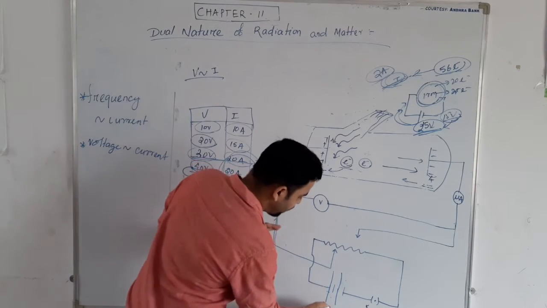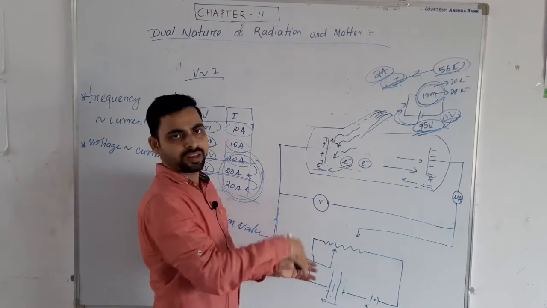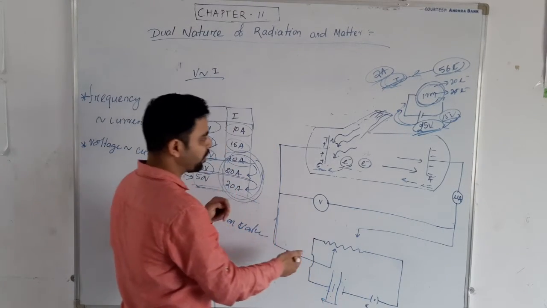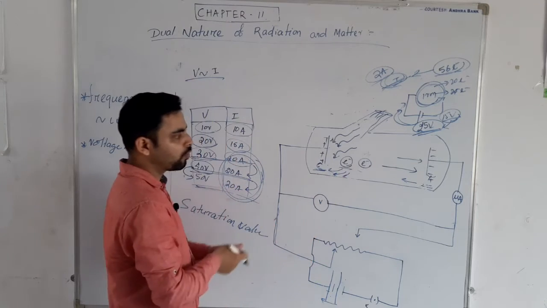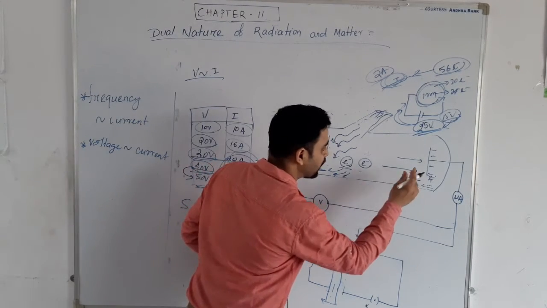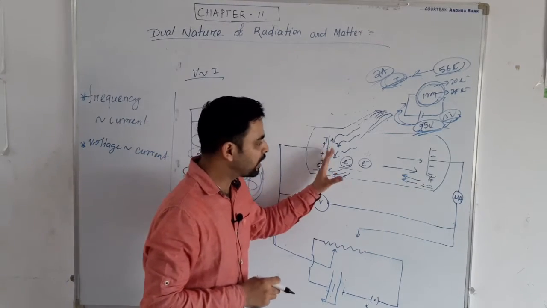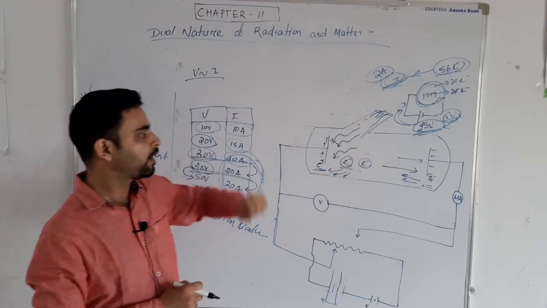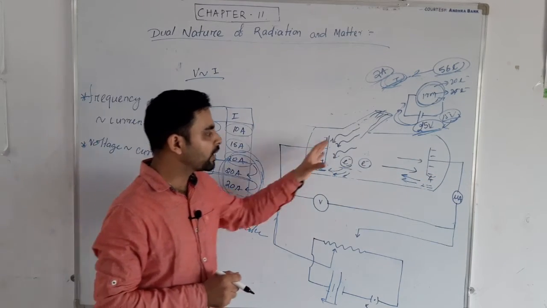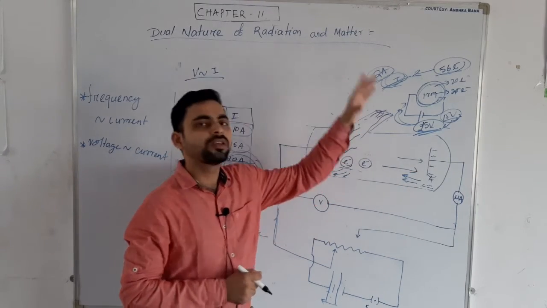If we increase the potential now, but it's reversed now, the plate C will attract these electrons more and more. This plate A will repel these electrons more and more. So what will happen? Gradually less number of electrons will reach plate A. So gradually in the circuit I will see a decay in the value of current.